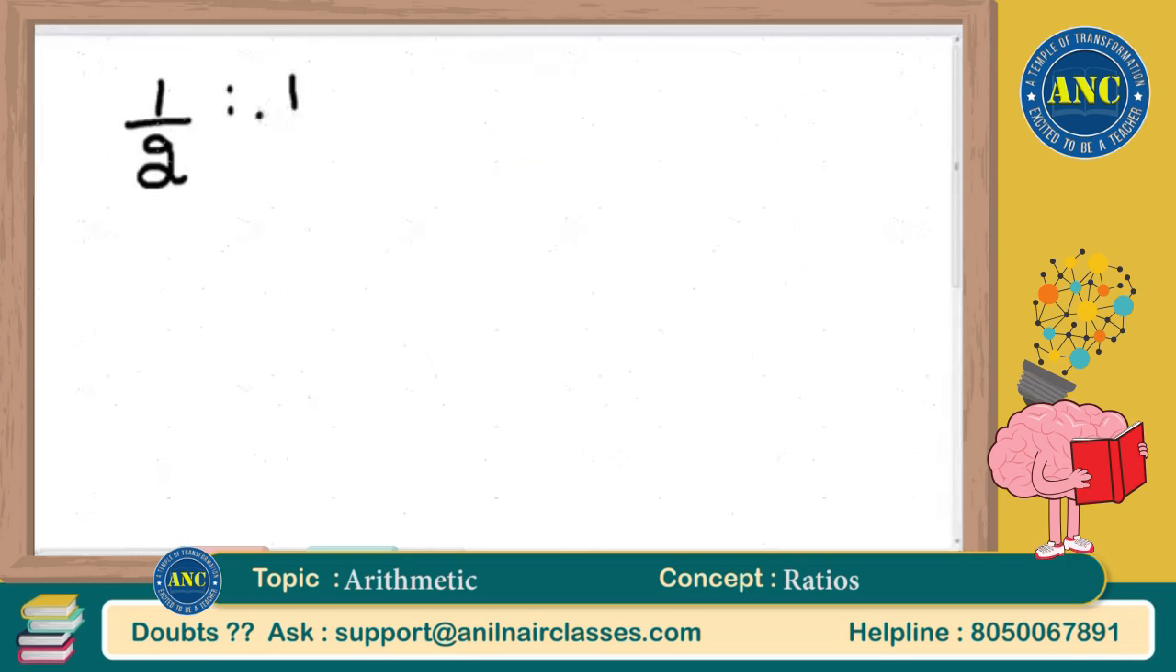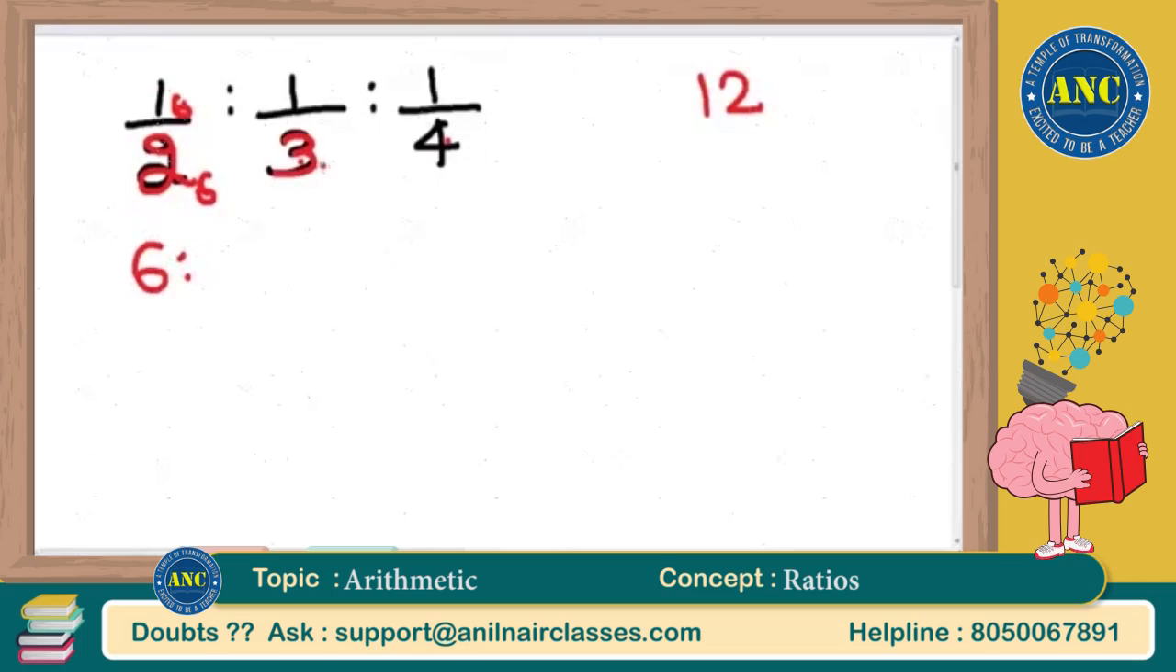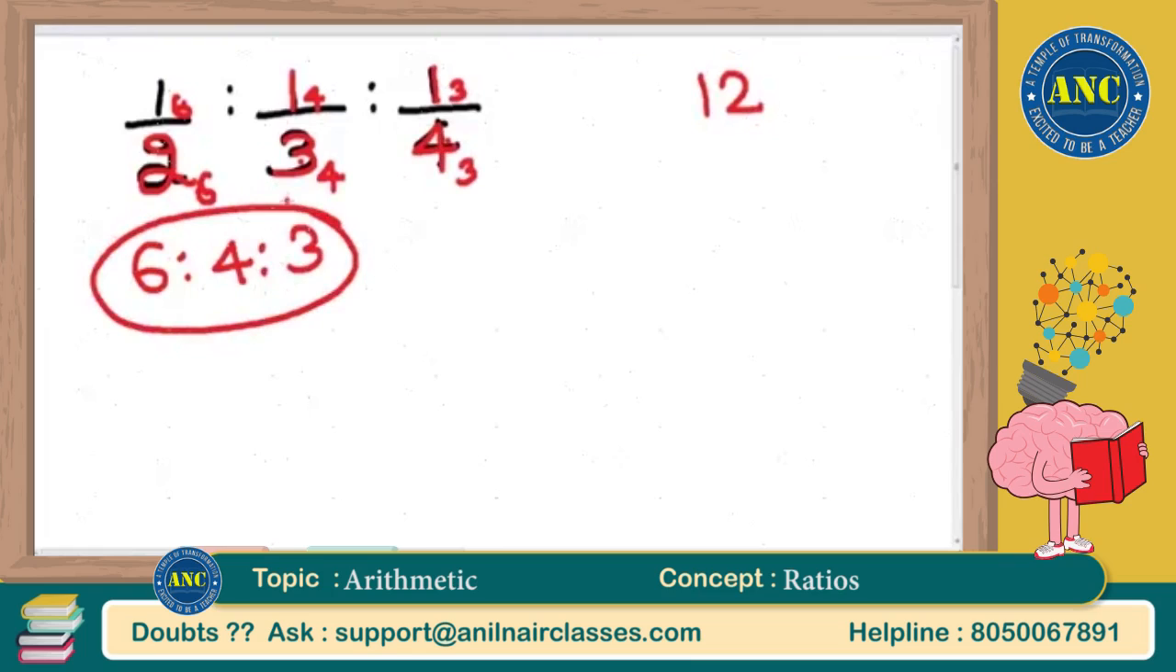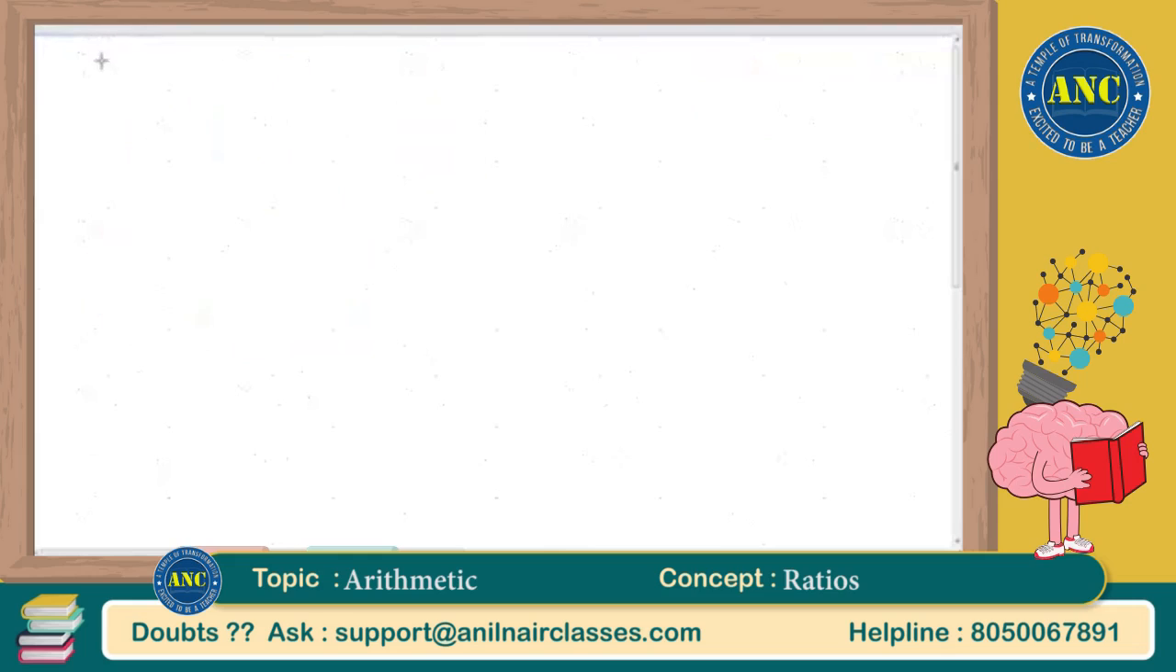I have the ratio in terms of fractions. But I don't like fractions, which we also discussed in the time and work topic. Convert this fraction to whole numbers. Can I say that 2, 3, 4, LCM is 12. 2 should become 12. Multiply by 6. 1 into 6 is 6. 3 should become 12. Multiply by 4. 1 with 4, 4. 4 should become 12. Multiply by 3. So, convert any fractional ratio to a whole number ratio to make it easy for understanding.